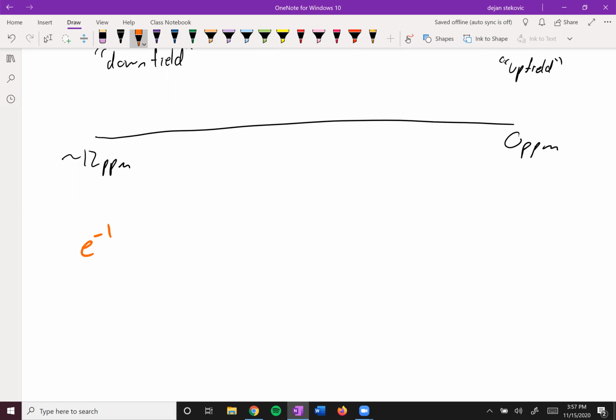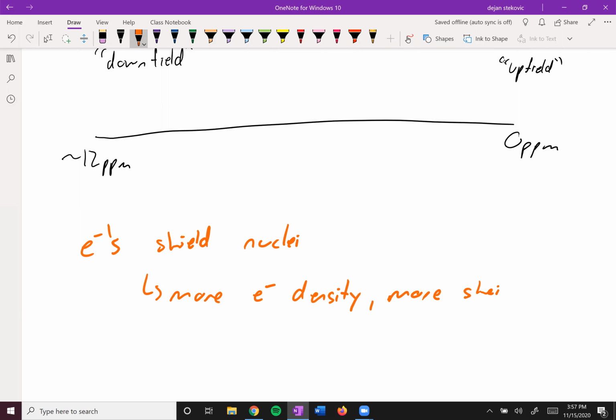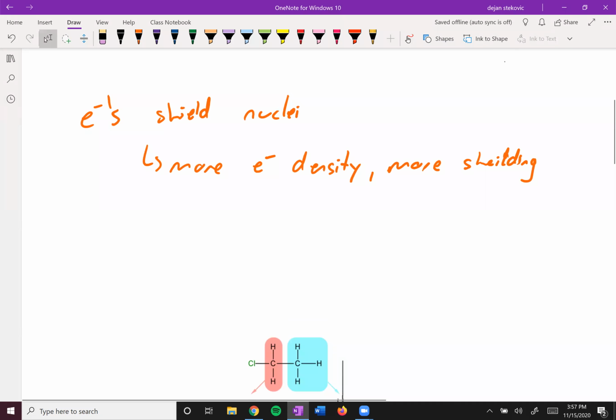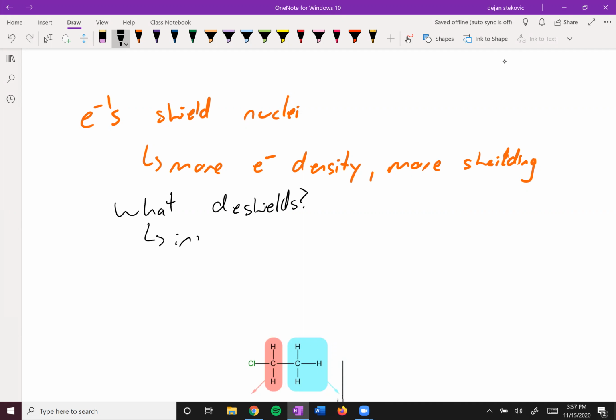And so as we previously said, these electrons shield the nuclei from this external magnetic field. And so the more electron density you have around this atom, the more shielding you have. And so naturally you might be asking what deshields? And the main thing that's going to happen is the inductive effect.